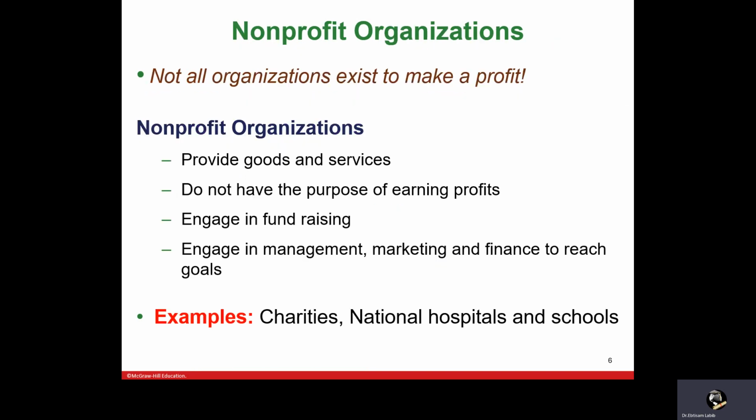Okay? Not all organizations exist to make a profit. We have for-profit organizations or businesses, as we just explained, and we have another type of business that doesn't have the purpose of earning a profit, yet they engage in fundraising to serve a certain cause, and they have the same business functions as the for-profit organizations. They have management, marketing, and finance functions. Some examples of nonprofit organizations include the charities and the national hospitals and schools.